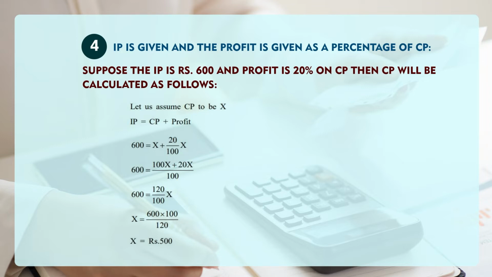So, this is how we can easily work out, because in the equation there are 3 things, that is invoice price, cost price and profit. So, out of these 3 things, if 2 things are mentioned, we can easily calculate the third one.